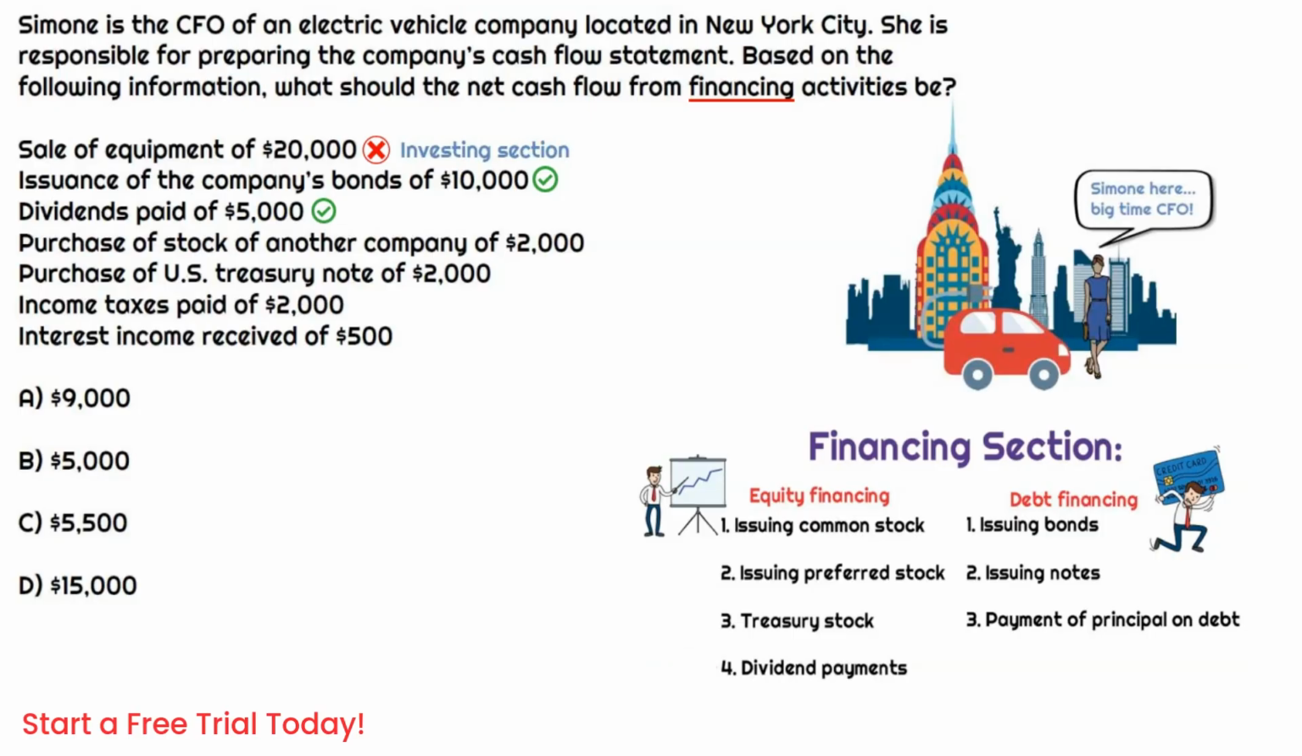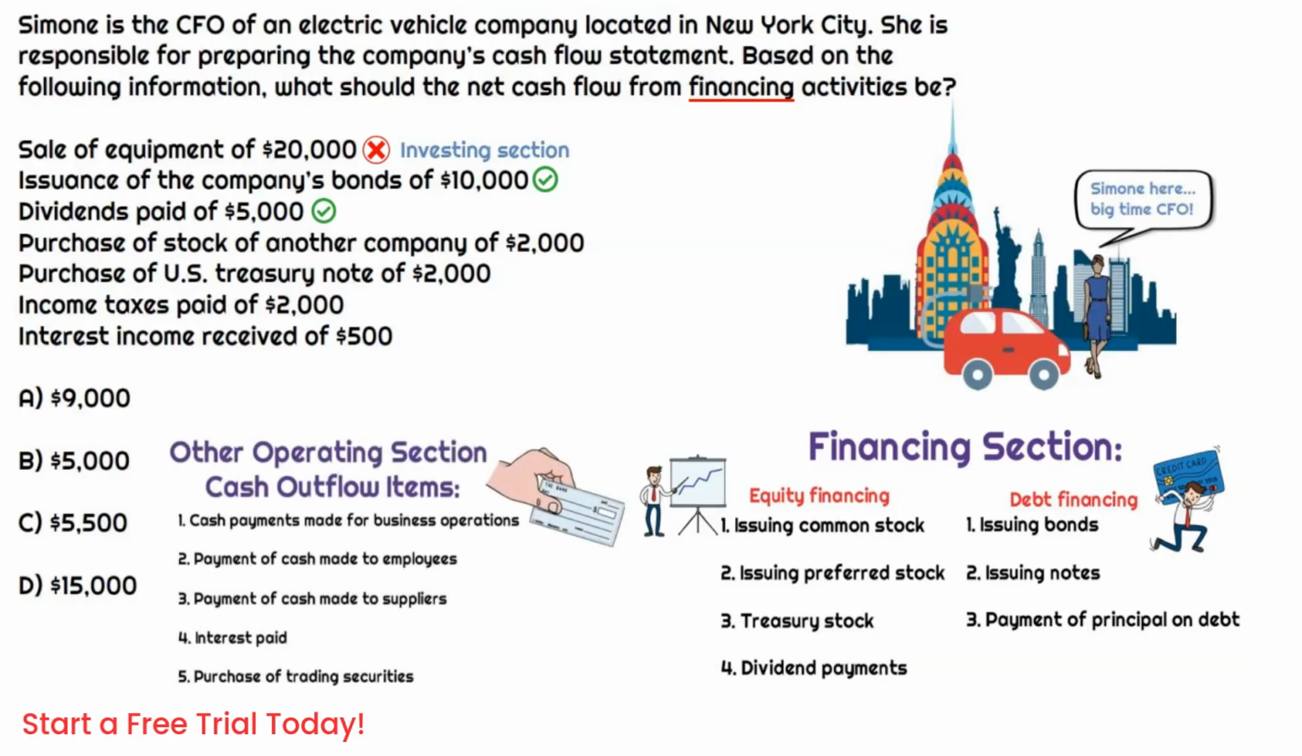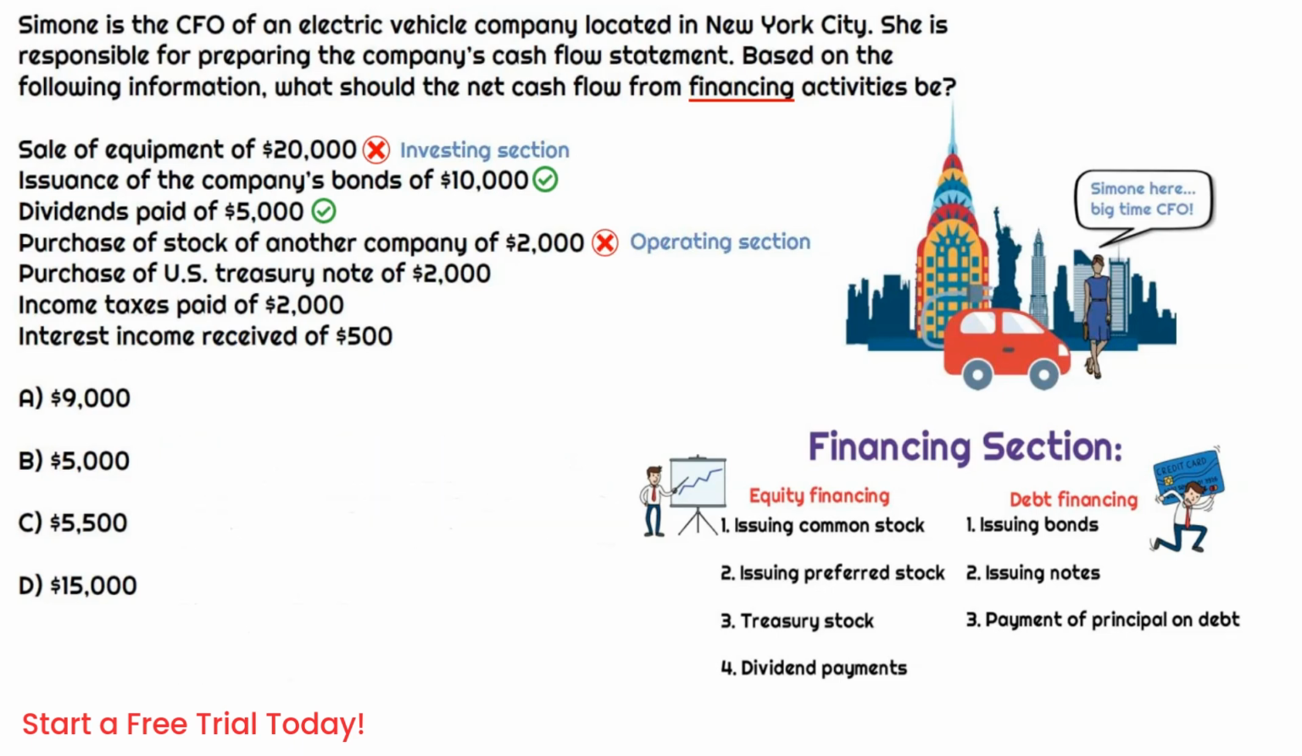How about the purchase of stock of another company? So this is going to be classified as a trading security, and trading securities, when we purchase those, get recorded in the operating section. So this is going to be excluded from the financing section. How about the purchase of a U.S. Treasury note? Well, I know this sounds a lot like an investment or a debt security, but because U.S. Treasury notes are highly liquid, right? They mature in less than 3 months. This is going to be included in the operating section of our cash flow statement, right? It's going to be on the balance sheet under current assets. So this is going to be excluded from the financing section.